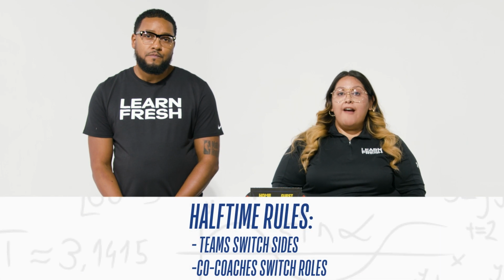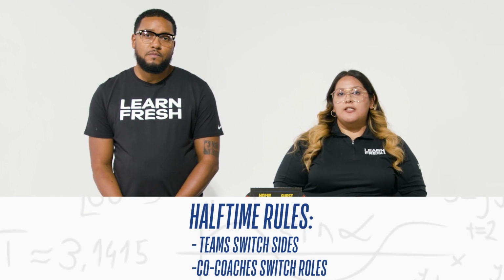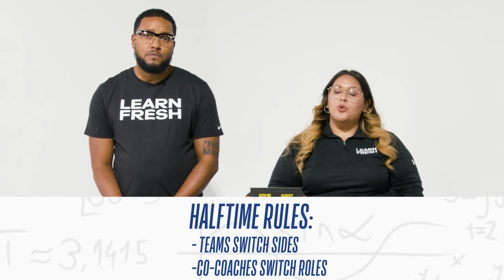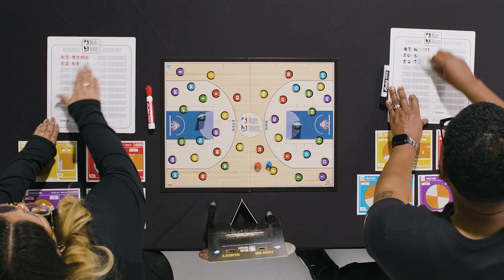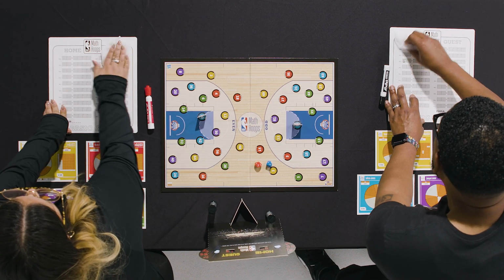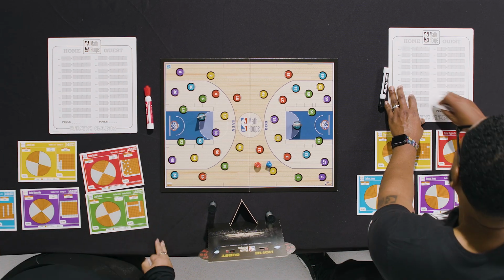Now let's quickly review the halftime rules. At halftime, both teams will switch sides of the board and co-coaches will switch responsibilities. Whichever player is managing the shot planner will now manage the player card from the second half, and vice versa. Remember to wipe down shot planners for a fresh start for the second half.